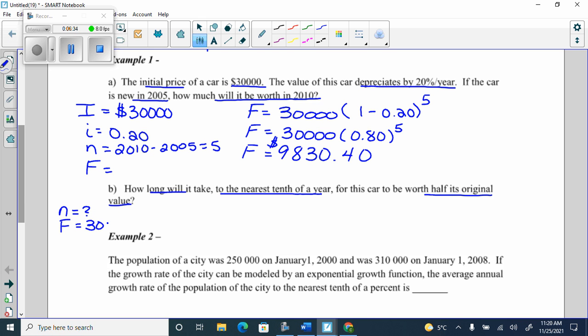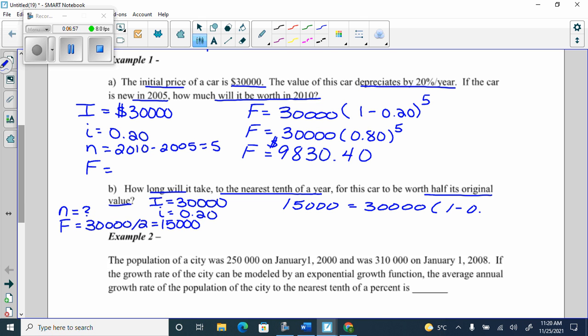So if we take 30,000 and divide by 2, we get 15,000. Our initial will never change because that's how much it cost us to get it. And it's still depreciating by 20%, correct? So we're going to have our final, which is 15,000, our initial is 30,000, times bracket 1 minus 0.20 to the n.